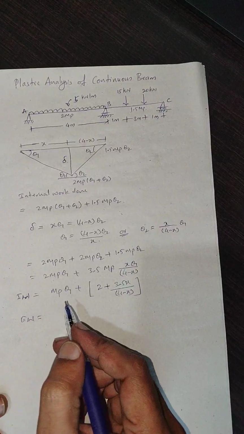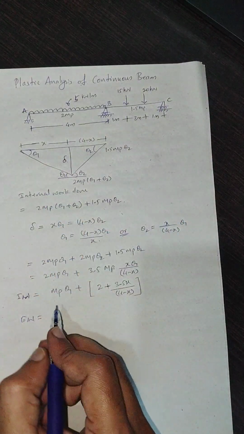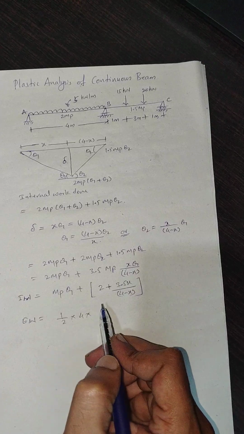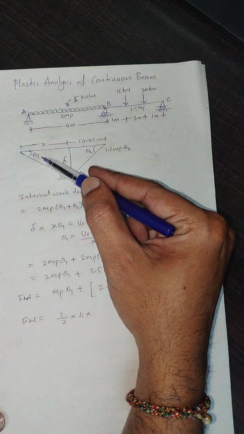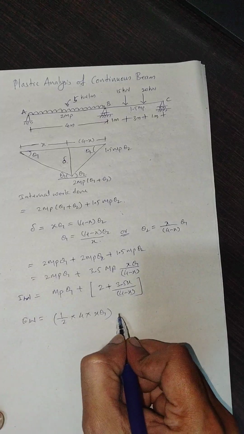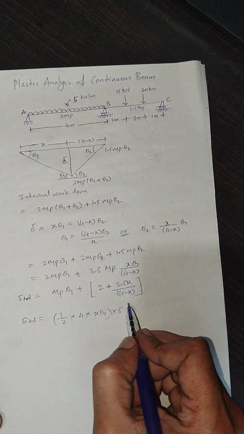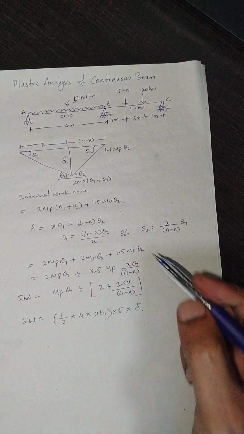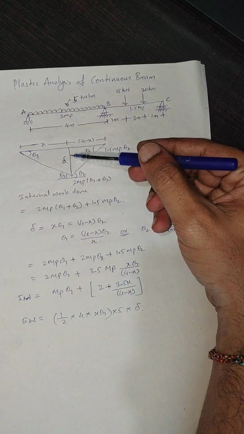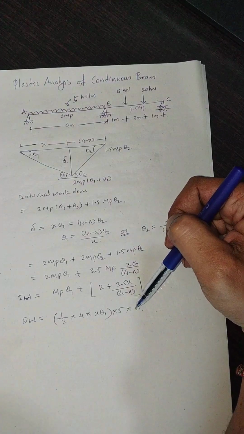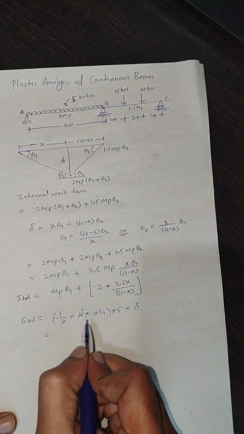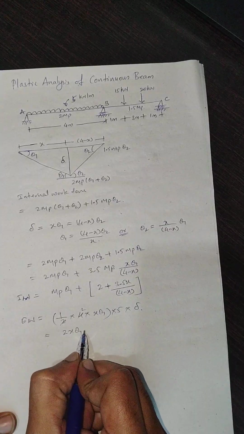External work done is the area under the load. So area is half base into height. Half base is 4 meter, and height is delta. The delta can be written as x theta 1 or (4 minus x) theta 2. So here I take x theta 1. The load is 5, under this delta. Whatever we have written, this is the area, half base into height, where the height is the deflection under the load. So this is the total load and this is the deflection. If I write this, it is 2 x theta 1 times 5.